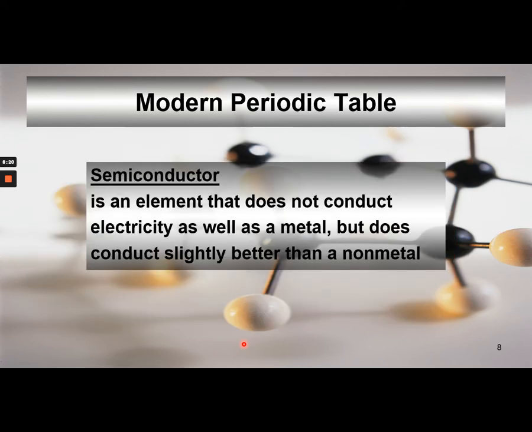So they have properties of both a metal and a nonmetal, but not quite like a metal and not as poor as a nonmetal. So you probably heard the term semiconductors before.